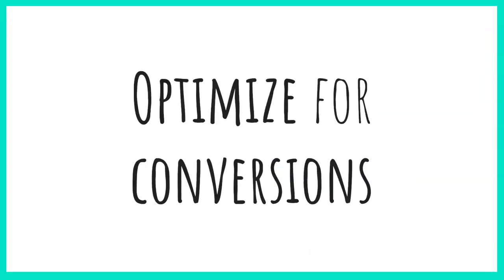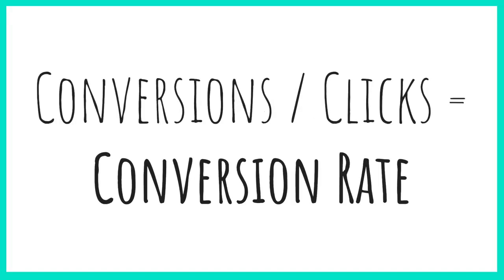So optimizing for conversions means doing more of the things that lead to conversions and less of the things that don't lead to conversions. And your conversion rate is the total number of conversions on your offer divided by the total number of clicks on your ad. So for easy math, let's say 100 people click your ad. If one person converts on your offer, that's a 1% conversion rate. If 30 people click on your offer, that's a 30% conversion rate.